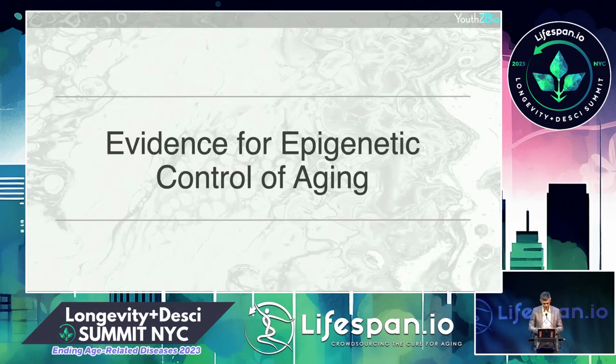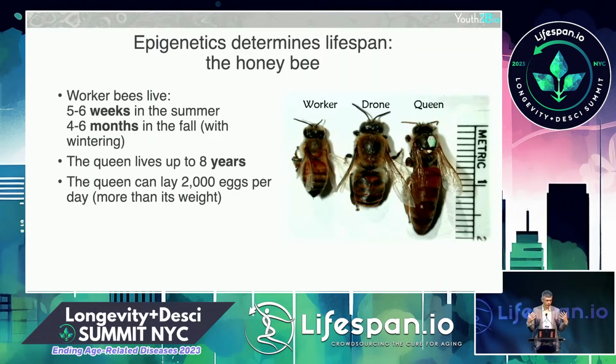And let me just share a few observations from nature which show that aging and lifespan are actually under epigenetic control, at least in these species. The most clear examples come from social animals, where the animals share identical DNA, but their lifespans can vary by orders of magnitude. For example, here we have the honeybee: a queen bee lives for years, while a worker bee lives for just a few months, or a few weeks in the summer.